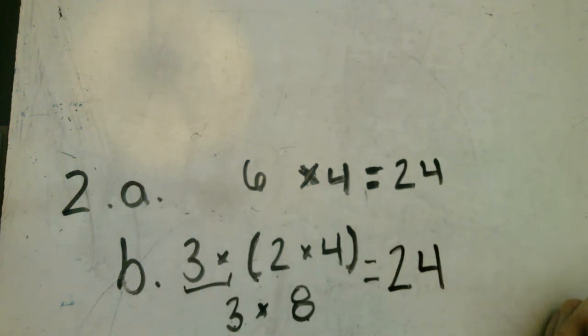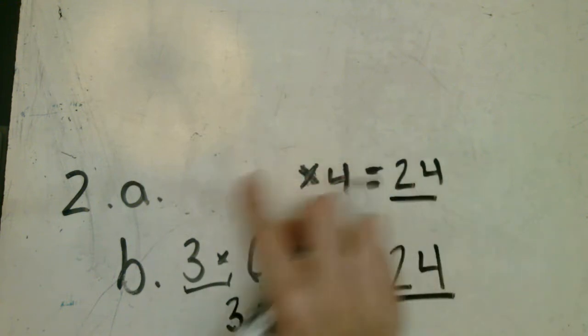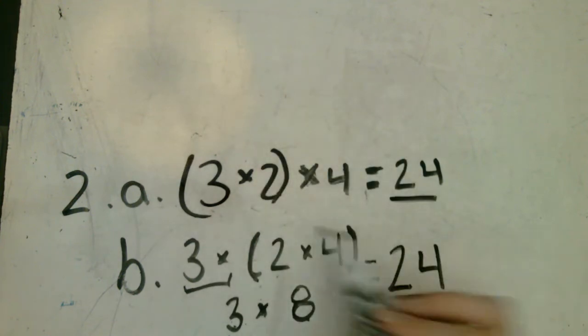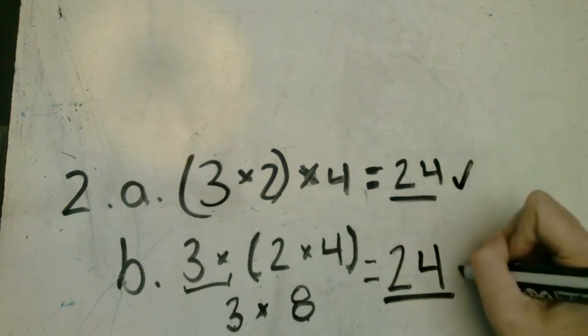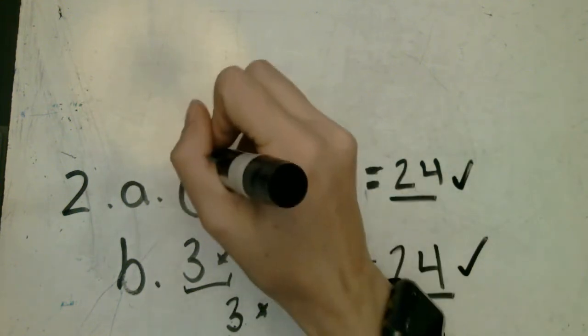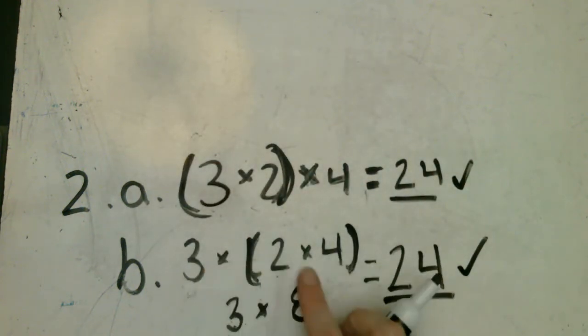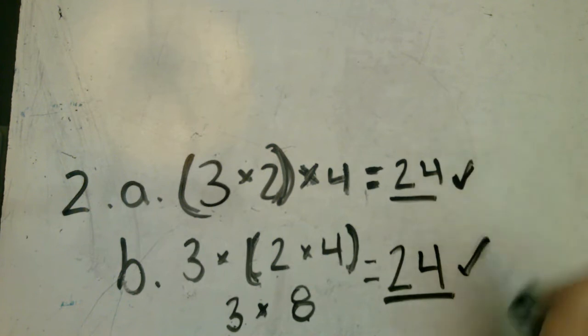24. Nicely done. Give me 2 big thumbs up and a silly face if we got the same answer for both of these problems. Although our parentheses were in a different place, I should see a double thumbs up across the room because these are both 24. Although our parentheses were in different places in the problem, because these are straight multiplication, straight across, and there is not more than 2 factors in here, our answer will always be the same.